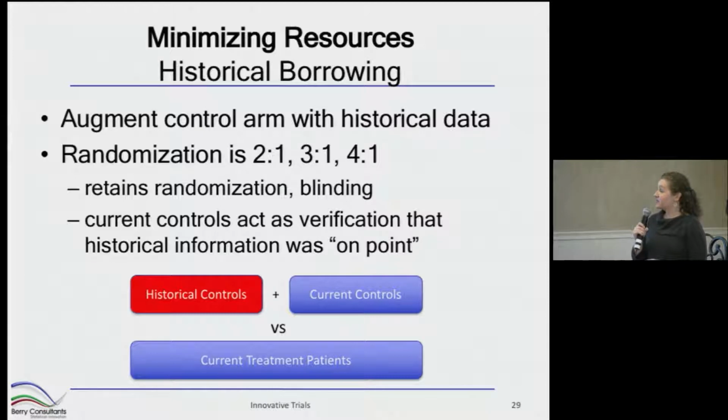The other thing is that since we are still collecting data in our trial about control subjects, that acts as a verification. So if we know what the historical data was and we get data in the trial, we can see how closely those two things align. So in a single-arm trial, we're just assuming that we know it. In a randomized trial, we get to compare and see how similar or how different the control data in our current trial was to the historical data.